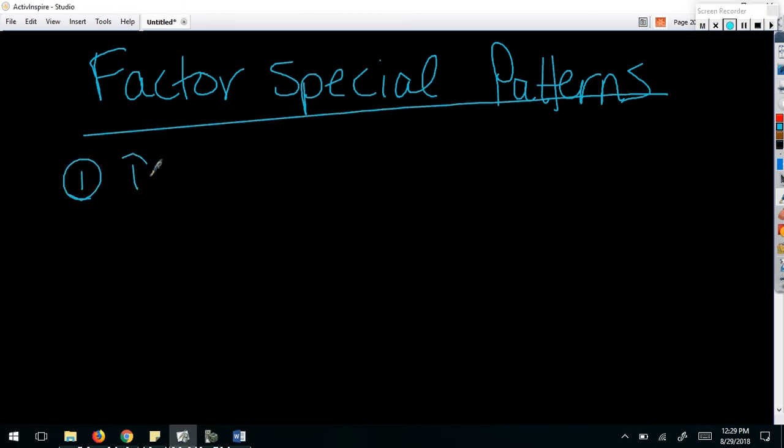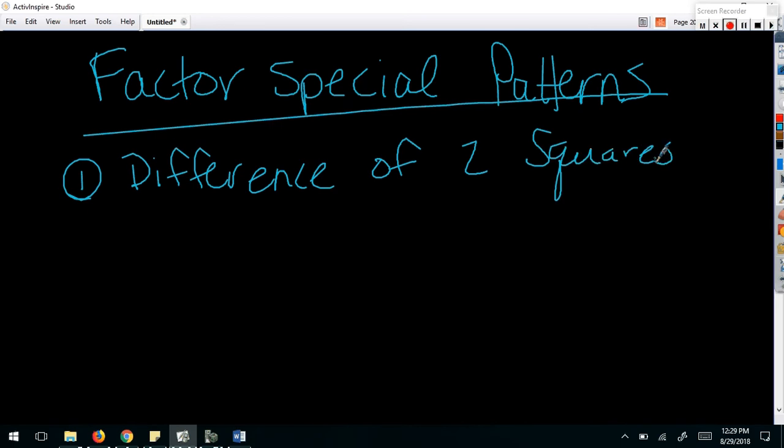The first one is difference of two squares. And I hope that last night you recognized the pattern, or it started to make a little sense to you. You started to notice what was going on with the problems, but difference of two squares is exactly what it says it is. Difference means what in math? Subtraction. And a square is what? The power of 2, or times itself twice, right? So difference of two squares literally means I have two terms that are both perfect squares, and there is a minus sign in the middle.